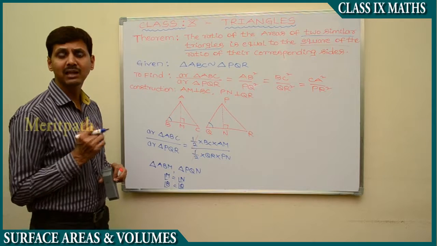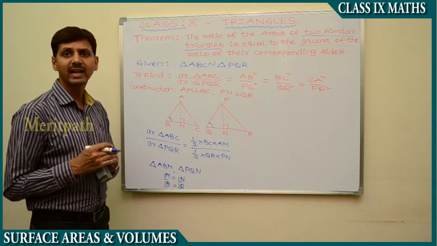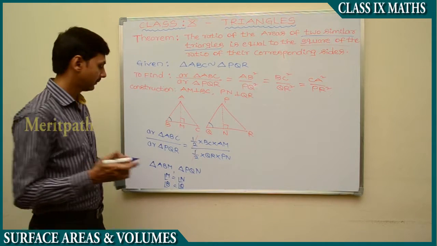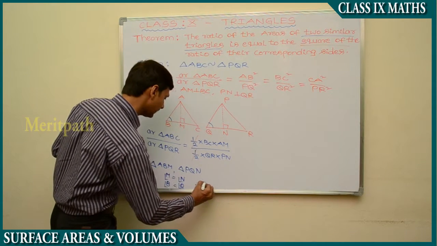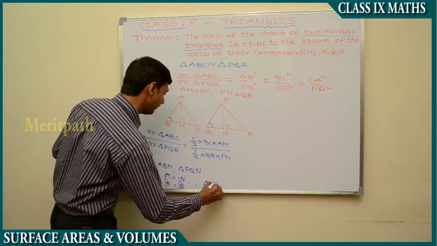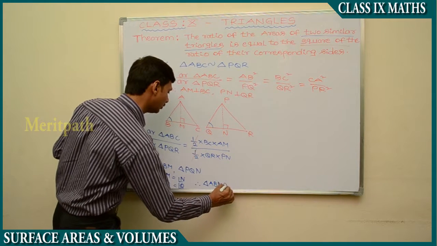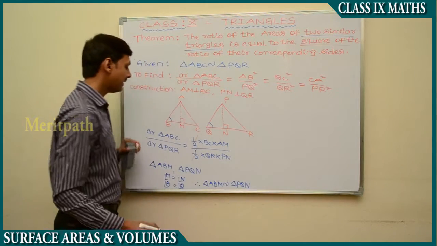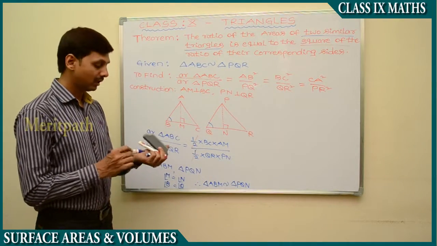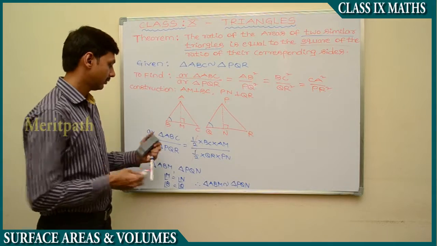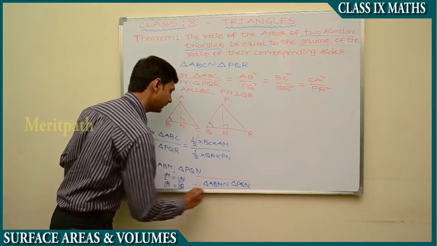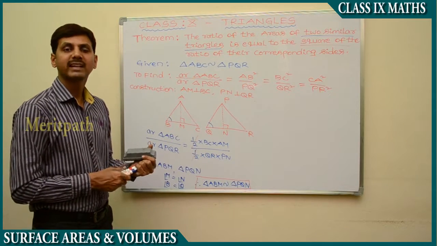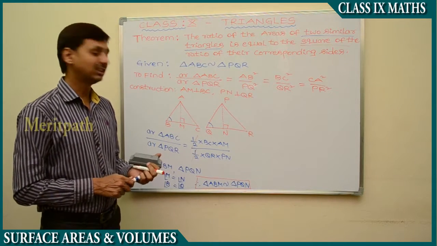Using AA similarity, when two corresponding angles are equal, then we can say that the two triangles are similar. So therefore we can say that triangle ABM is similar to triangle PQN. So similar we have written. If these are similar, then we can say the corresponding sides are in the same ratio.